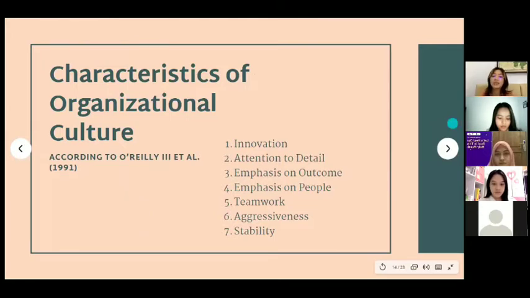The first one is innovation or risk orientation. The second one is attention to detail or precision orientation. The third one is emphasis on outcome or achievement orientation. The fourth one is emphasis on people or fairness orientation. Fifth one is teamwork or collaboration orientation. Sixth one is aggressiveness or competitive orientation. And the last one is stability or rule orientation. Next.